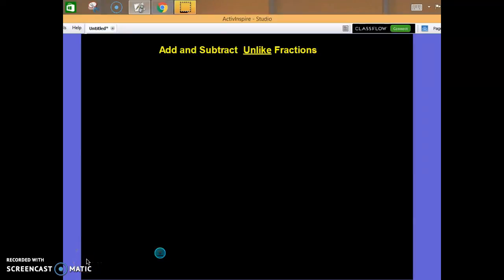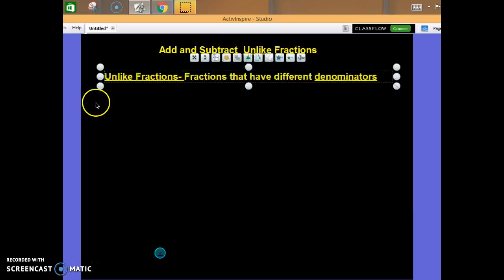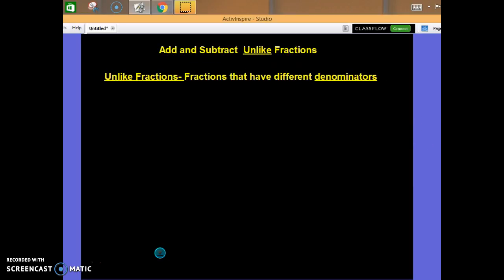Hi guys, in this video we're going to be adding and subtracting unlike fractions. So first, just a reminder, what is an unlike fraction? Unlike fractions are fractions that have different denominators. For example, 1/3 and 2/4. These aren't like fractions because the denominator, the bottom number, isn't the same. So the pieces are not the same.